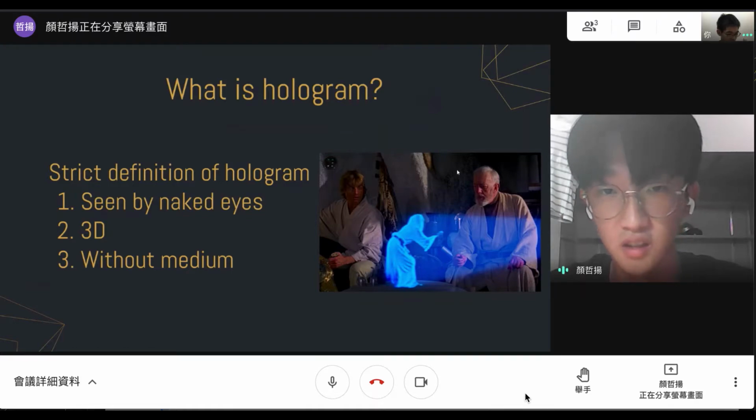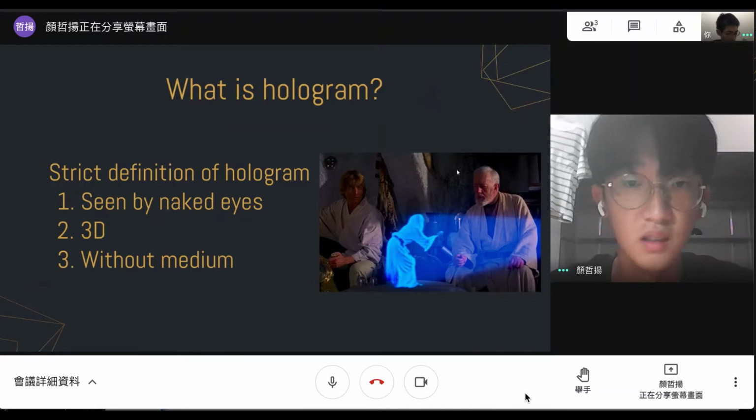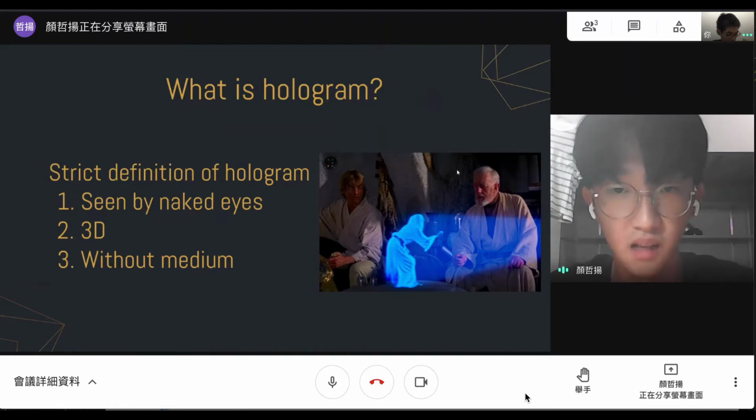The strict definition of hologram has 3 main points. First, the image can be seen by naked eyes. People don't need glasses or other devices to help them to see the image. Second, of course, the image should be 3D. Third, the image should be able to exist everywhere, even in vacuum.